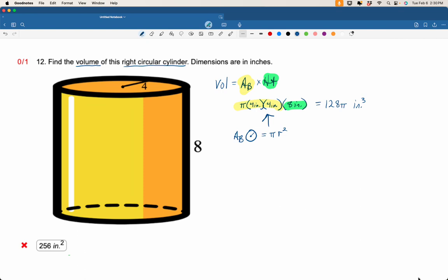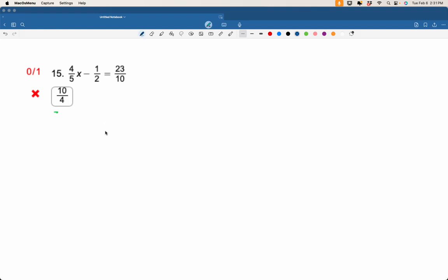Let me see if there's another one. All right, so there's 3 more, including this one, so let's look at it. So we have got some denominators that need to be made common, right? We could probably agree that the common denominator is going to be 10 because both 2 and 5 are factors of 10.